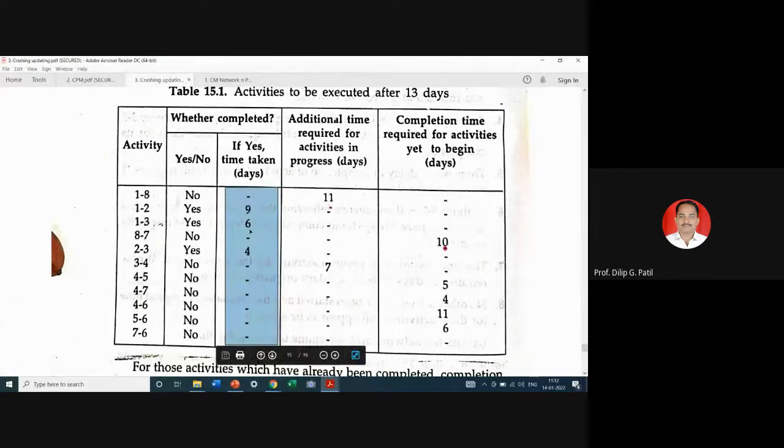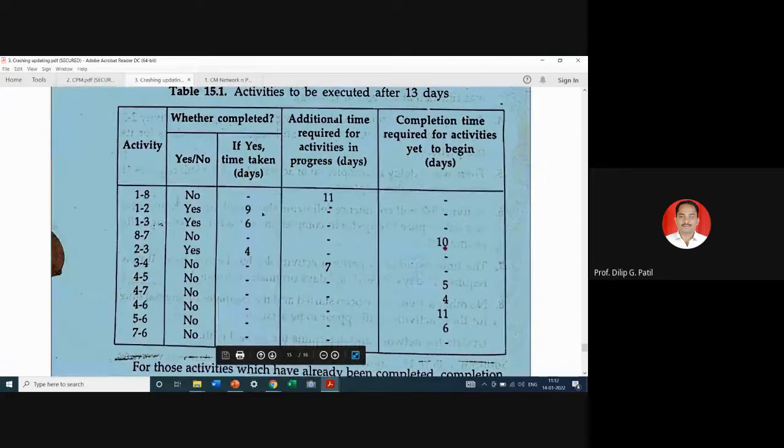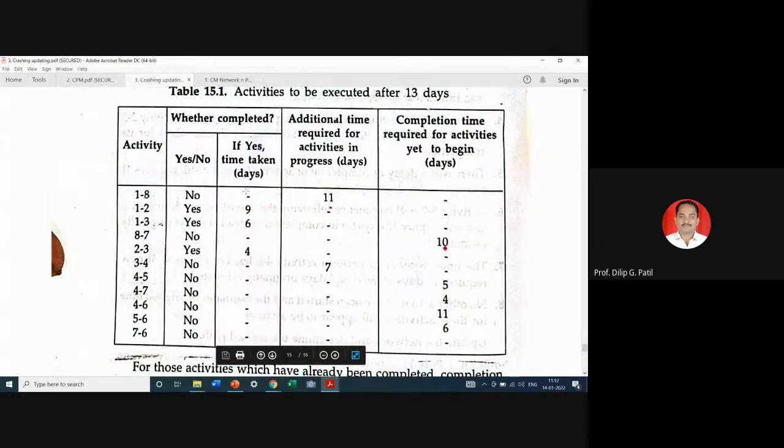But this will not be required in our calculation. So don't confuse with this column. Even this column will not be required, okay, because it may confuse you. So if an activity is completed, then forget the time taken by that particular activity. We will be concentrating on activities which are not completed. So list out activities that are completed and not completed.